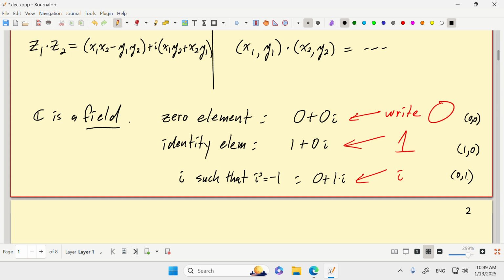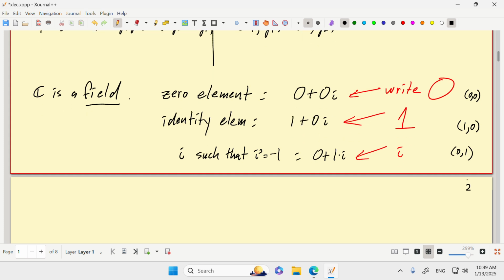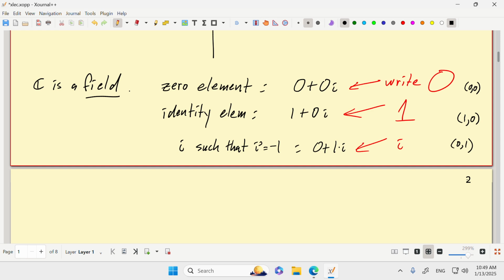Okay. So C is a field, and everything is easy to check. All the axioms of the field, the commutative laws, the associative laws, et cetera, tons of laws are all straightforward to check. The interesting thing is that non-zero complex numbers have a multiplicative inverse, and in fact a unique one.